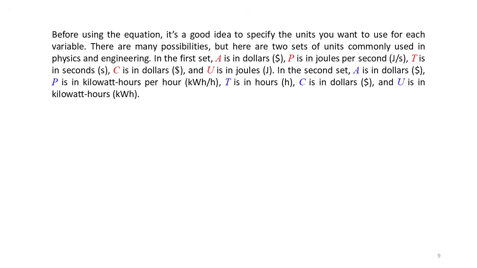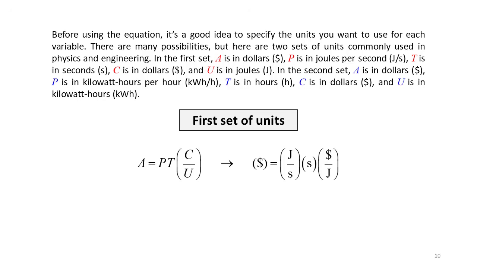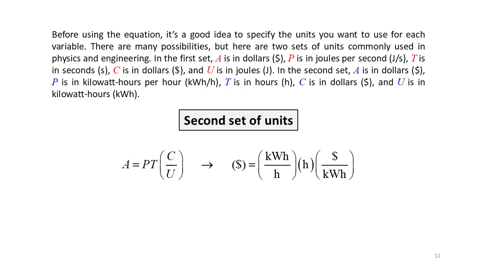Before using the equation, it is a good idea to specify the units you want to use for each variable. There are many possibilities, but here are 2 sets of units commonly used in physics and engineering. In the first set, A is in dollars, P is in joules per second, T is in seconds, C is in dollars, and U is in joules. In the second set, A is in dollars, P is in kilowatt hours per hour, T is in hours, C is in dollars, and U is in kilowatt hours.